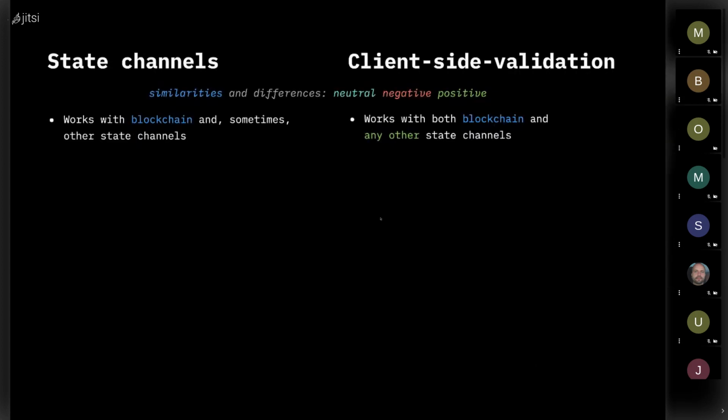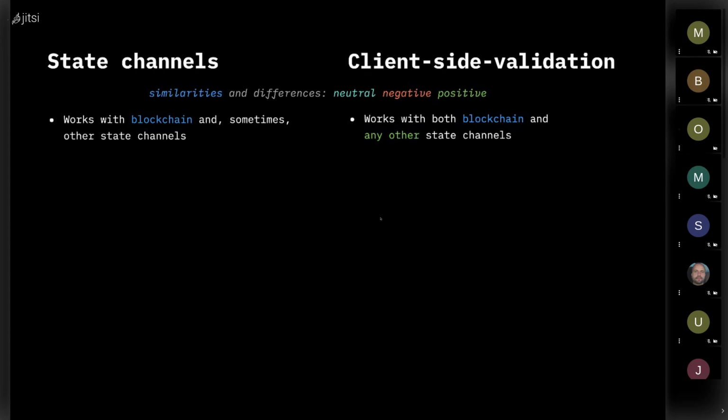But how do they compare to client-side validation, in which way are they different, and what are the trade-offs when we select between these two? So on this slide, I will try to highlight the similarities between these two ways of building a layer on top of blockchain. The similarities will be shown in blue color, and the differences can be neutral in cyan color, negative in red color, or positive in green color.